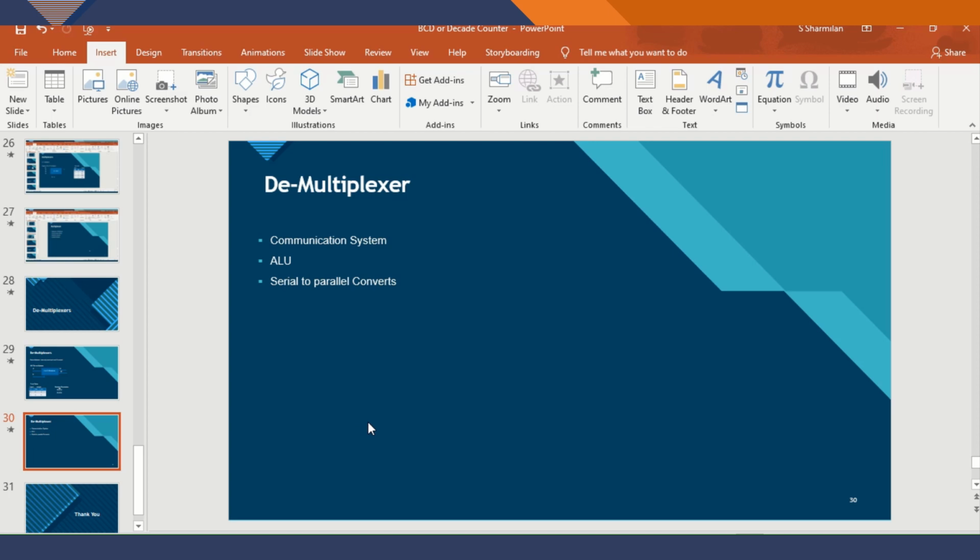Now we are going to see applications of the demultiplexer. These are applications of the demultiplexer: communication system, ALU, serial to parallel converter.